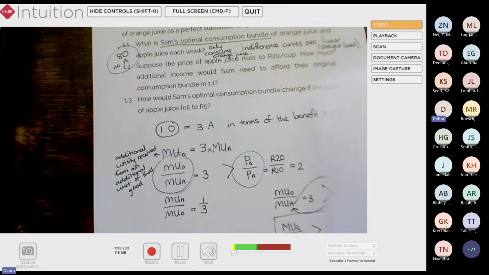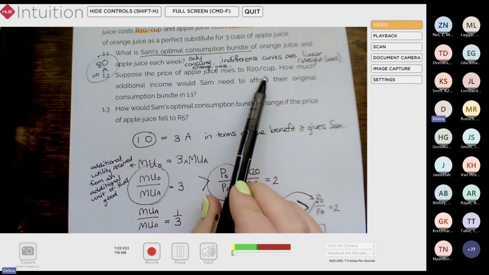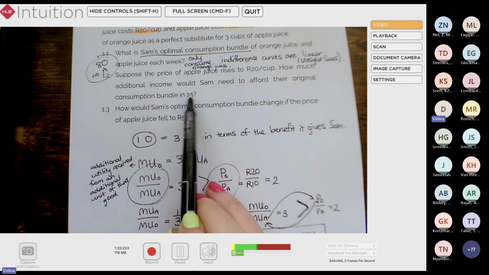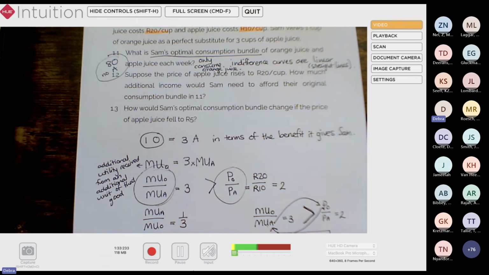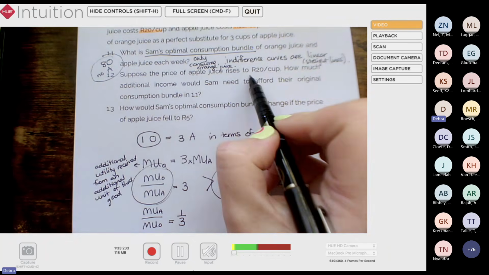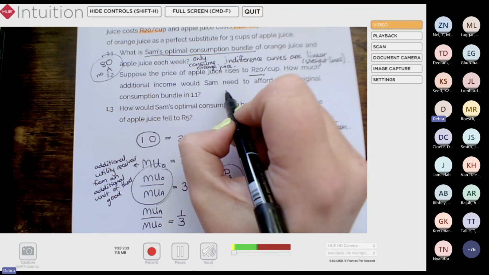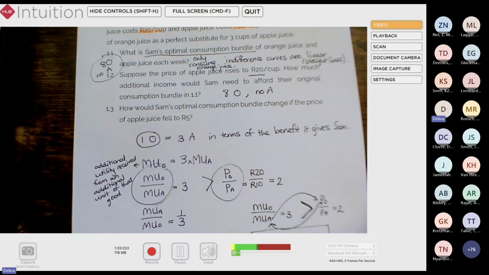Question 1.2 then says, suppose the price of apple juice rises to 20 Rand a cup. How much additional income would Sam need to afford their original consumption bundle in 1.1? Okay, so let's reason through this. The price of apple juice goes up to 20 Rand. We have already said that he optimizes by consuming 8 cups of orange juice and no cups of apple juice. So if the price of apple juice goes up, is this going to affect him? Absolutely not.